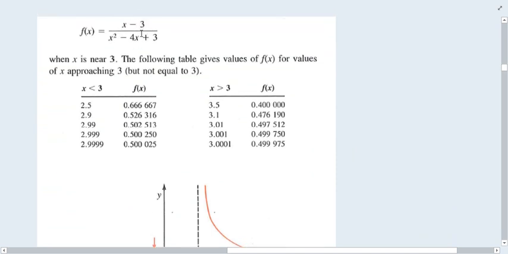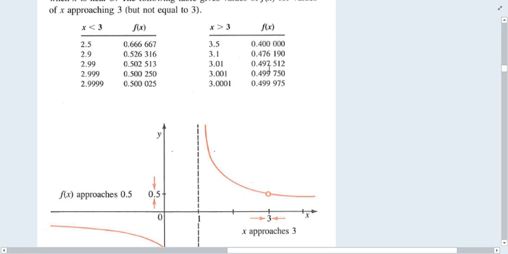So here we go. This is the function. If they calculate simply f of x values for x values leading up to 3, at 2.5, the f of x value is 2/3. At 2.9, it's this. At 2.99, it's 0.502. At 2.99999, it's not 3 yet, but look at how close the function value is to exactly 0.5. And of course, as we get closer, the value gets closer to 0.5. From the other direction, you see that it creeps up to 0.5.